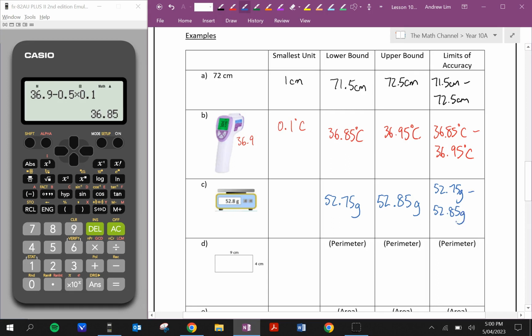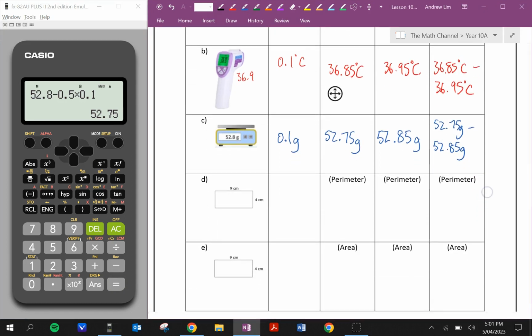Now, of course, we can double check, right? Smallest unit will be 0.1 grams, right? That becomes 0, that becomes 1, so 0.1. And so if you want to, you can take the measurement, add half of the smallest unit, 52.85, that's my upper bound, or we can subtract 52.75. But I prefer to do this without even working out the smallest unit. But let's just do it so that you can get used to it.